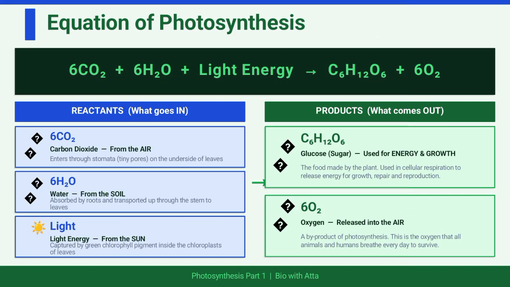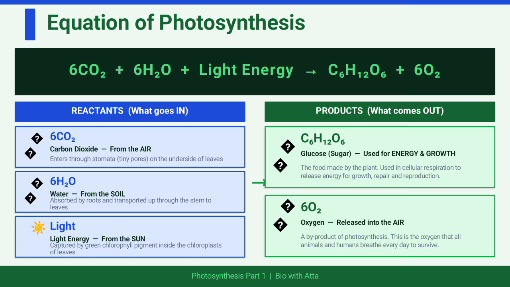Now student, let's look at the equation of photosynthesis. Do not be scared. It is actually very simple. The equation is 6 CO2 plus 6 H2O plus light energy form C6H12O6 plus 6 oxygen molecules. Let me explain each part very simply. On the left side, these are the raw materials, the ingredients that the plant needs.